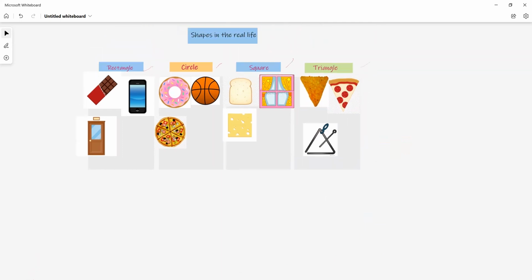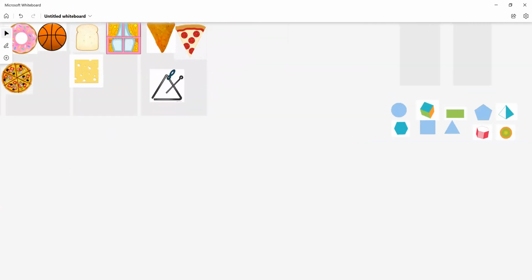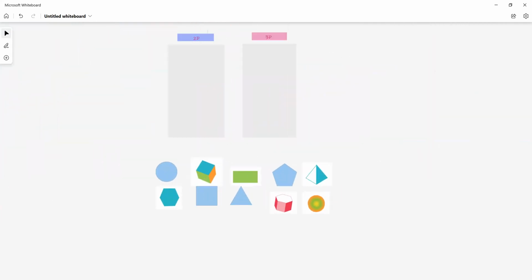Good job sorting out these different objects in different shapes that you see all around you. You see a phone all the time, you see candy, you play with basketballs, you eat pizza, your windows, and there's many more. Okay, now let's move on to our next activity.